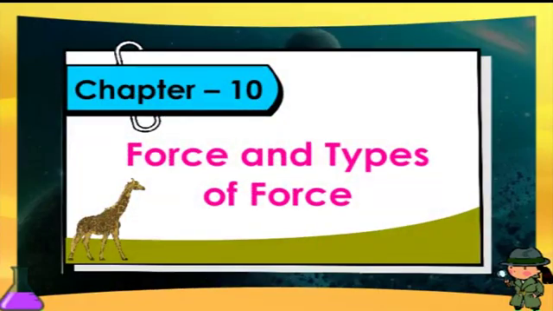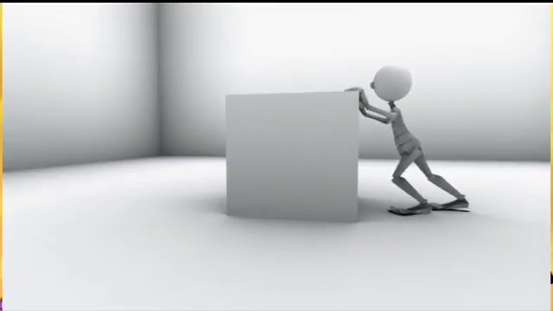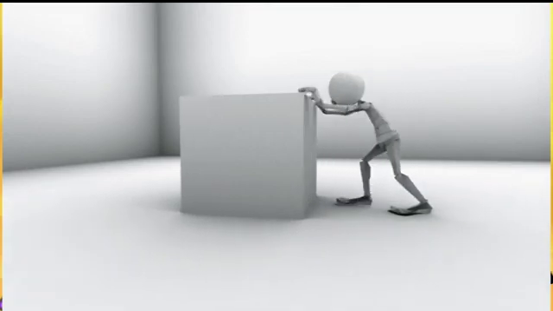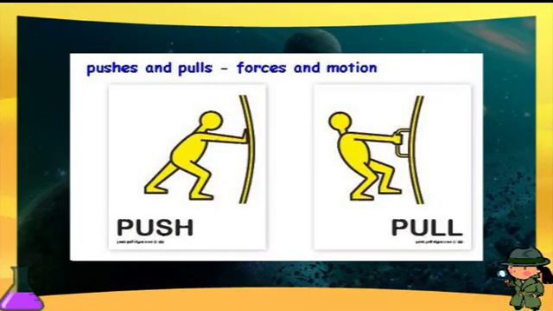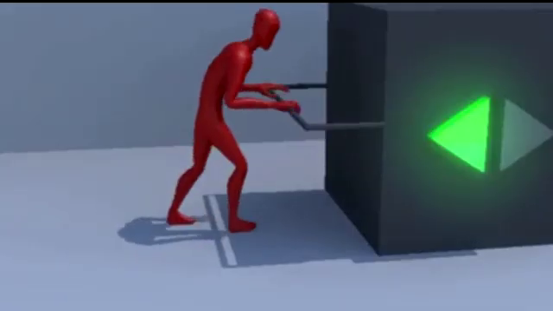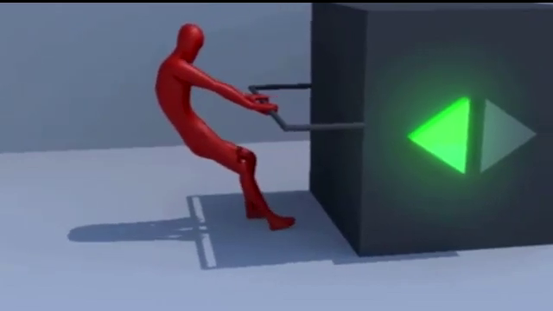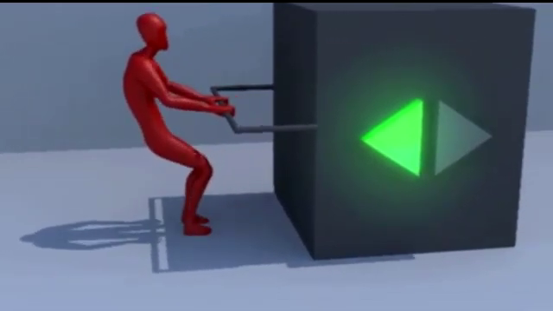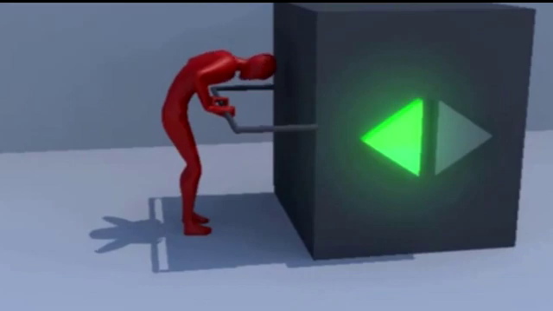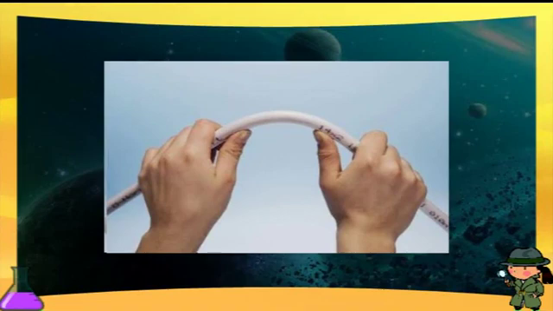Chapter 10, Force and Types of Force. No object changes its position on its own. Force is required to move an object. Force is used to change the direction of an object in motion or to stop it. Force is applied to an object to pull it or push it in any manner. Force is also necessary to change the shape of an object.